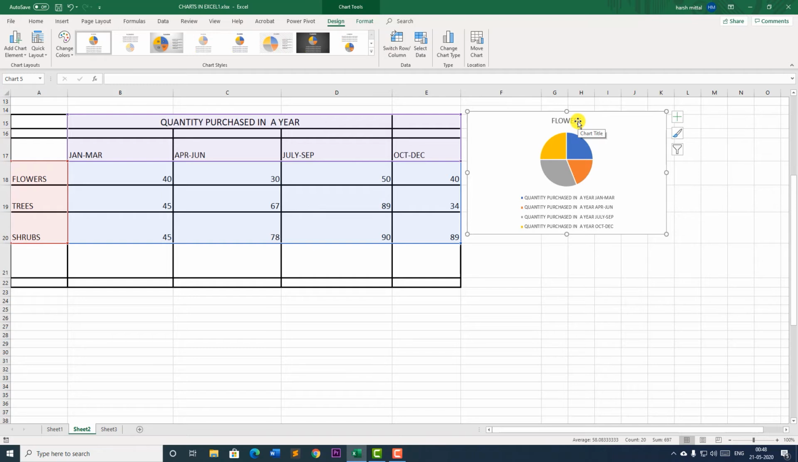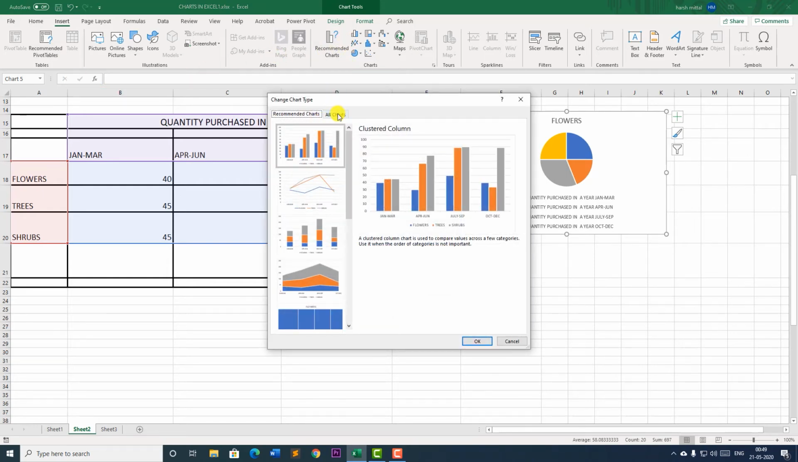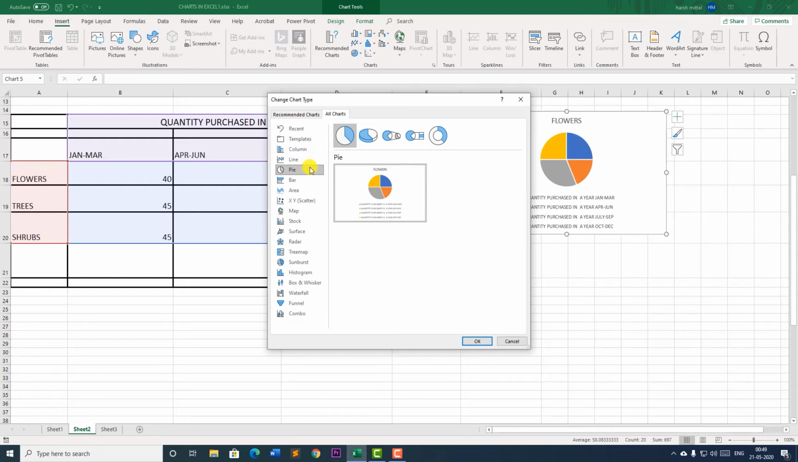Now, but the person is adamant. He says, no, I want to go for all the data series together. I want to see as a percentage how much sale was made in which month for each one of them. I don't want to see flowers separately, trees separately, shrubs separately. Then what to do? If you have to make it for all the categories, for all the data series, and it has to be as a percentage, then instead of a pie chart, we make use of another category of pie chart. That type of category is known as a donut chart.